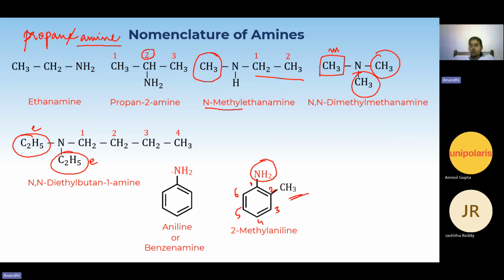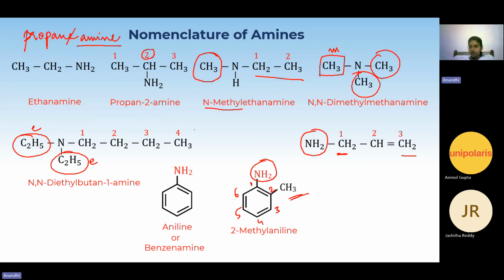Now we will go to the allyl amine. To name this allyl amine, again you have to number because you have more than two carbons. Which carbon will take the number 1, the terminal carbon or the nitrogen attached carbon? The one beside the NH2. Very good, because NH2 is the functional group, and the functional group containing carbon should get the first preference.